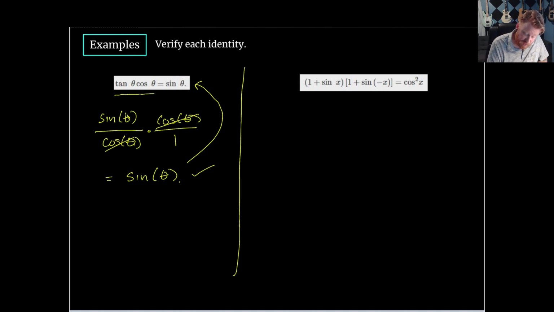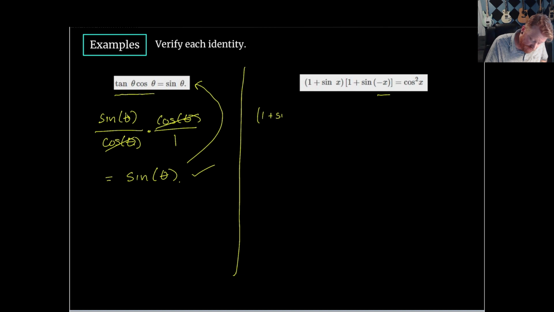Taking a look at this next one, we see that there's some products here: 1 plus the sine of x, 1 plus the sine of negative x, and we claim that this is equal to the cosine squared of x. So let's see what we can do here. The first thing I notice is this negative x in the argument, so I'm going to deal with that first.